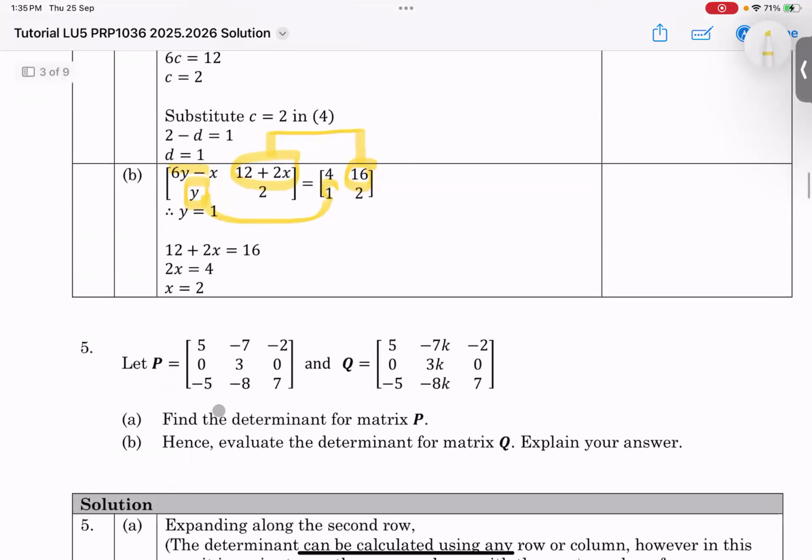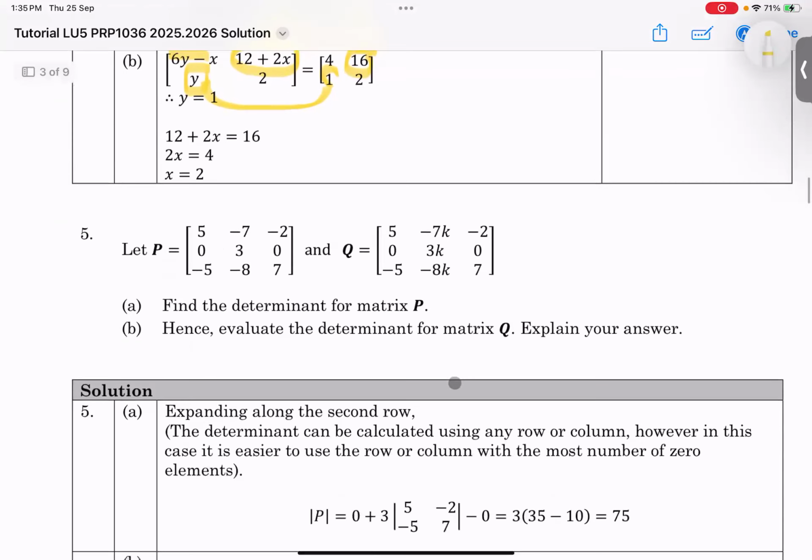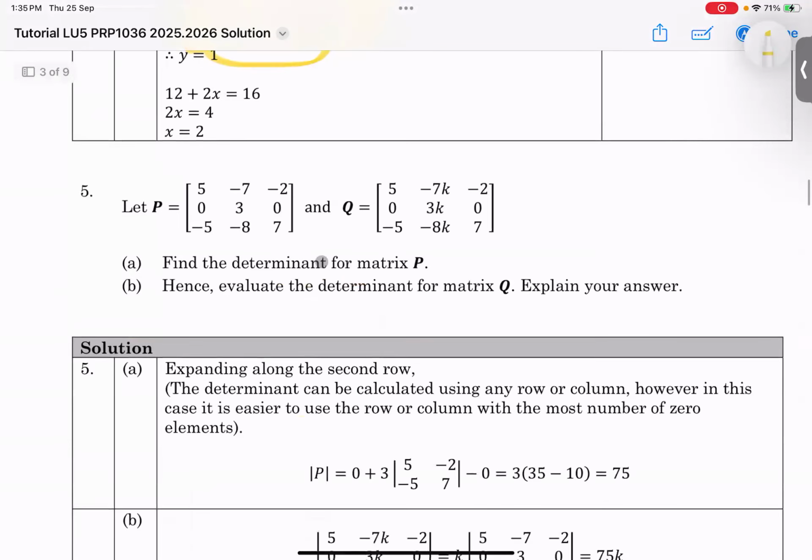So moving on to question 5, let P be this one and Q be this one, okay? So let me explain this one by one. Find the determinant for matrix P. As in this explanation here, you can see expanding along the second row. Okay, why do they choose the second row? Because the determinant can be calculated using any row. However, in this case, it's easier to use the row or column with the most number of 0 elements. So in this one, row number 2 has a lot of 0s inside.